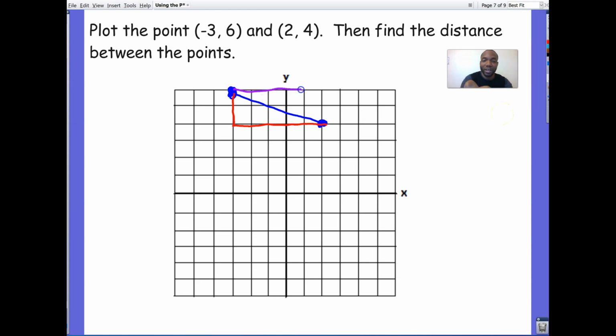You can make your right triangle going this way. Either way, you have a right triangle. So if you use the red triangle, you will have this side being 2, and this side, because that's 1, 2, and this side being 1, 2, 3, 4, 5.